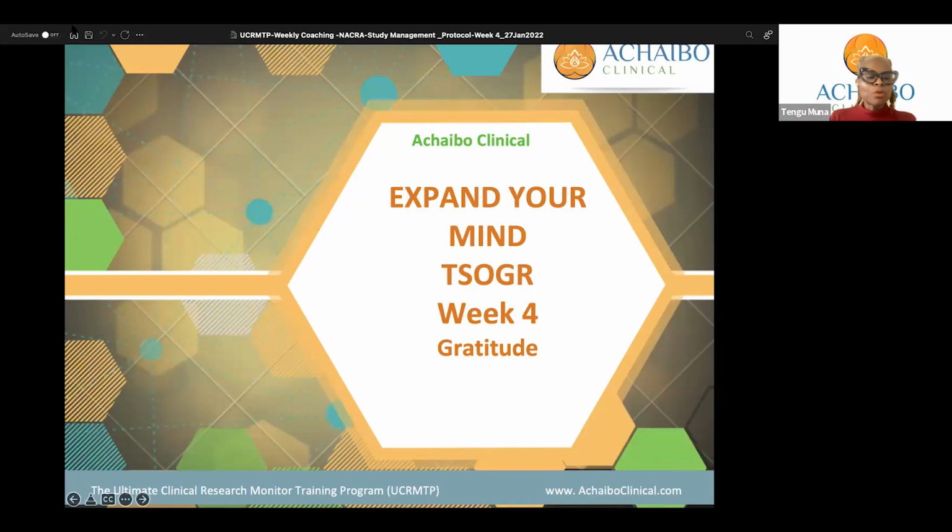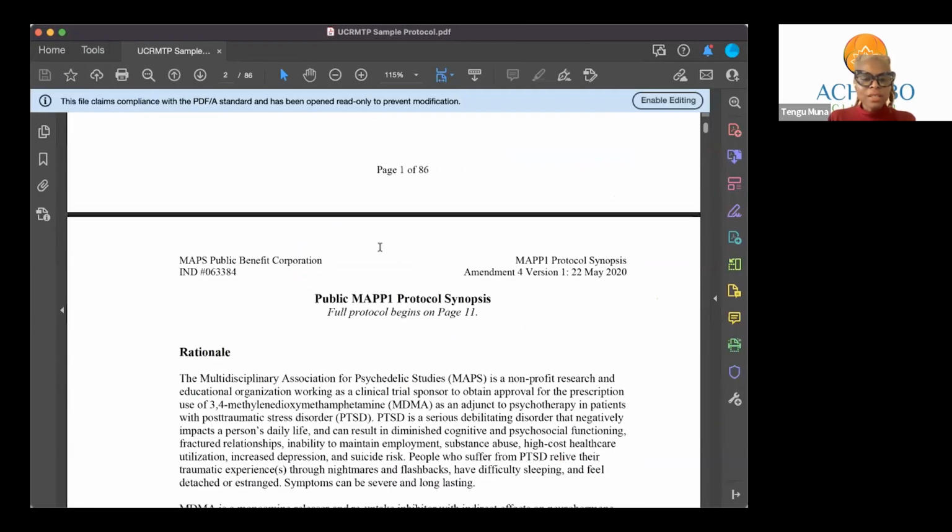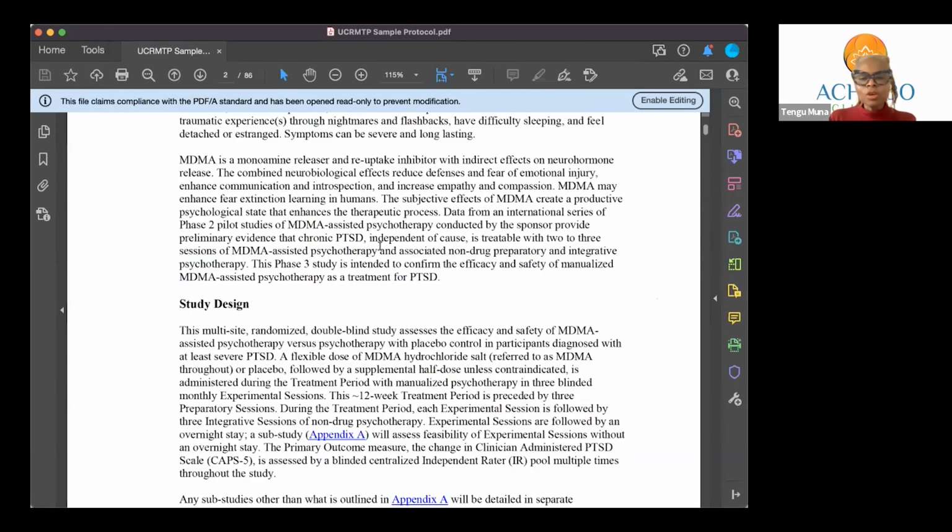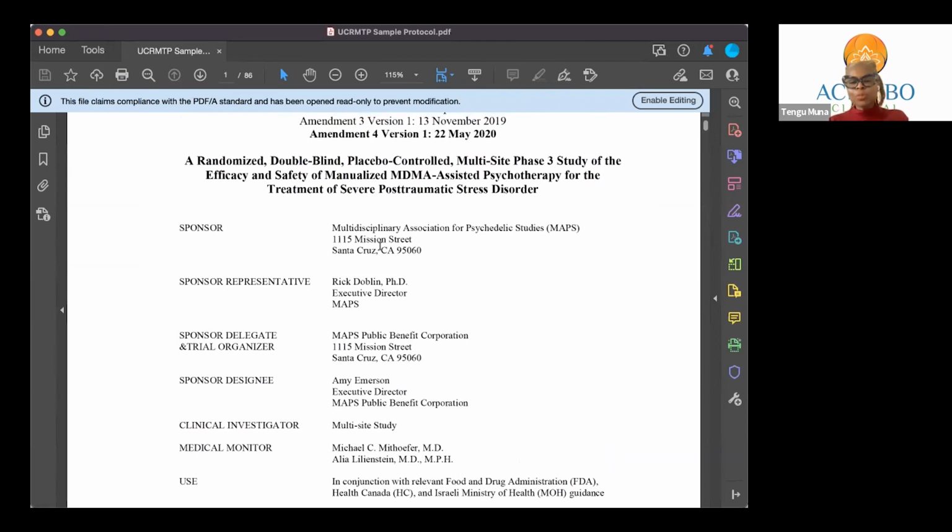I'm going to go into the protocol now. So let me do a new share. Okay, so let's go into efficacy. This protocol is an open access protocol. I know you were not here. I pulled it from clinicaltrials.gov.